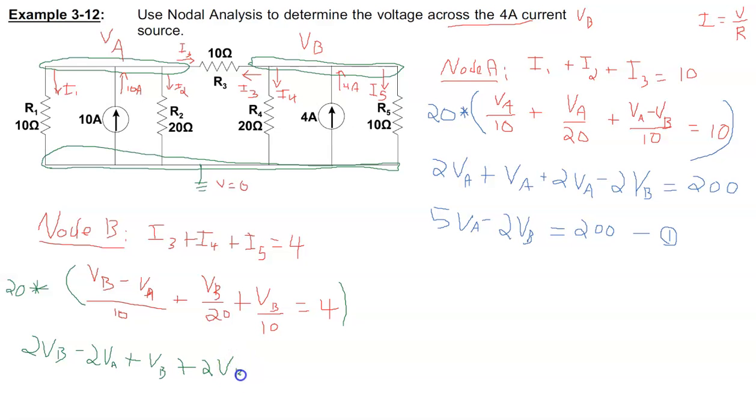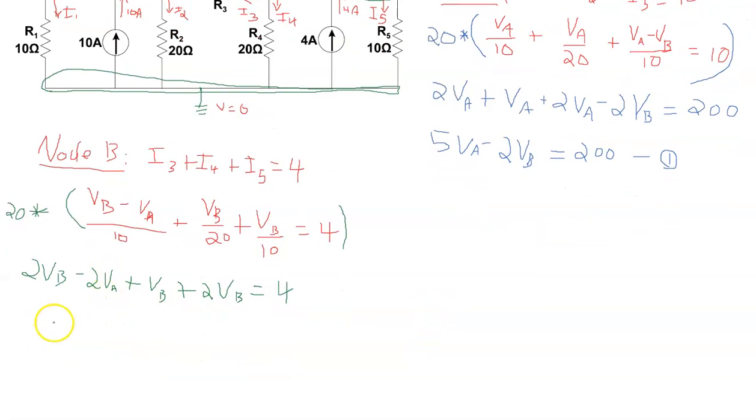Those equations are almost equal and opposite, but the fact that the current source on this side is 4 amps is going to mean that the voltage at B is different from the voltage at A, of course. Okay, so now we have negative 2 VA plus 5 VB is equal to 4, and that is equation 2.